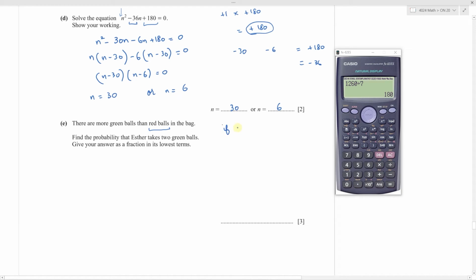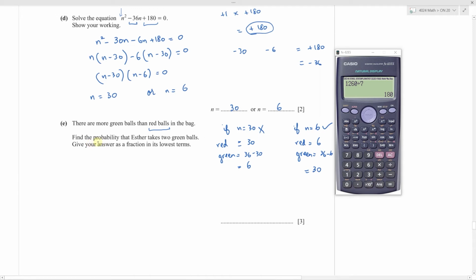So if n equals to 30, then how many red balls are there? N, which is 30, and how many green are there? 36 minus 30, because there are 36 total balls, so green are 6. So this is not possible because in this case your number of green balls are less than the number of red balls, but you're given that there are more green balls. So if n equals to 6, then red balls are also 6 and green are 36 minus 6, which is 30. So this is the correct value of n, which is 6.